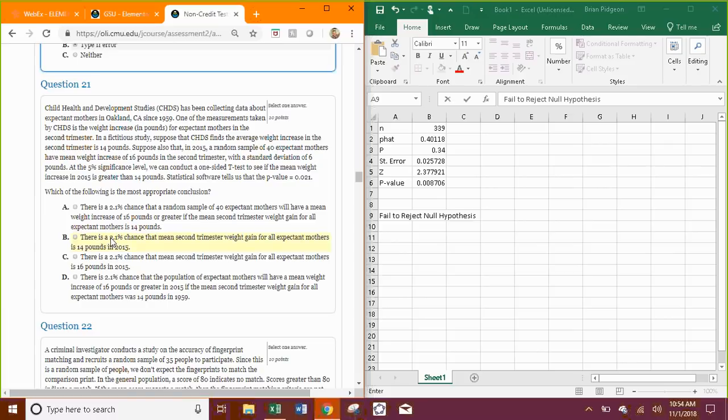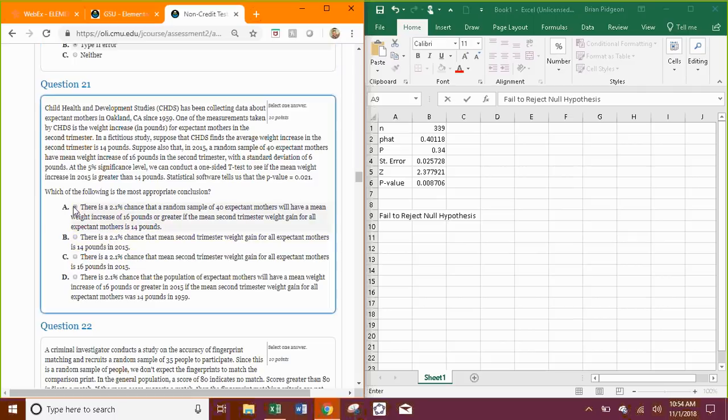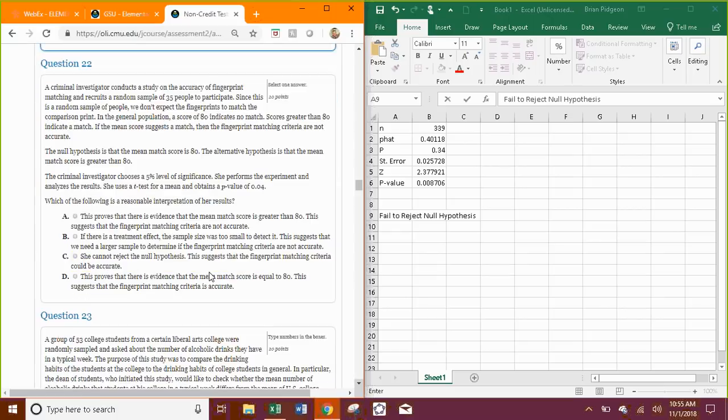All right, what is the most appropriate conclusion? So we're interpreting the p-value. There is a 2.1% chance that a random sample of 40 expectant mothers will have a mean weight increase of 16 pounds or greater if the mean second trimester weight gain for all expectant mothers is 14 pounds. That seems pretty good to me. No, B is not right, C is not right. I'm going to read D. There is a 2.1% chance that the population of expectant mothers will have a mean weight increase of 16 pounds. It's the mean, let's see. I think it's A.